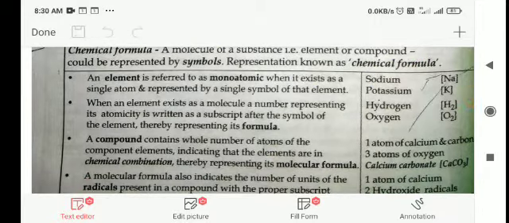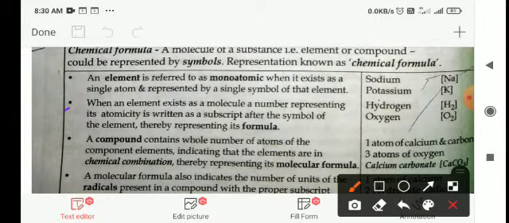Now, when an element exists in a molecule, the number representing its atomicity is written. When two or more atoms combine and form a molecule, this is known as the atomicity. For example, hydrogen. In hydrogen gas, there are two hydrogen atoms present. So its atomicity will be 2. So it is represented as a formula, and this is known as the atomicity.